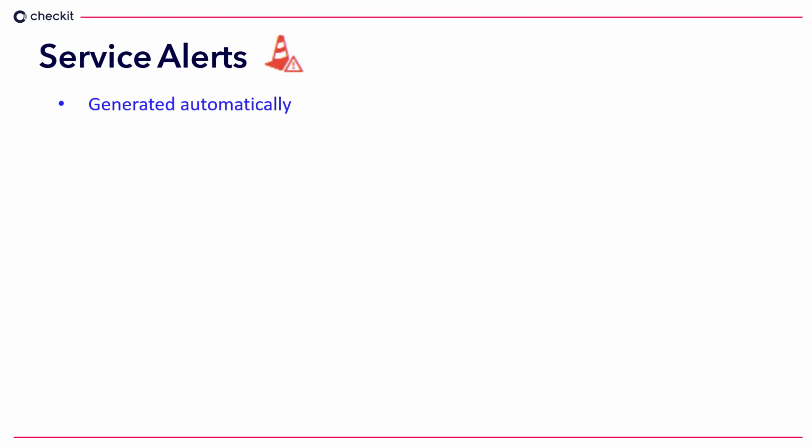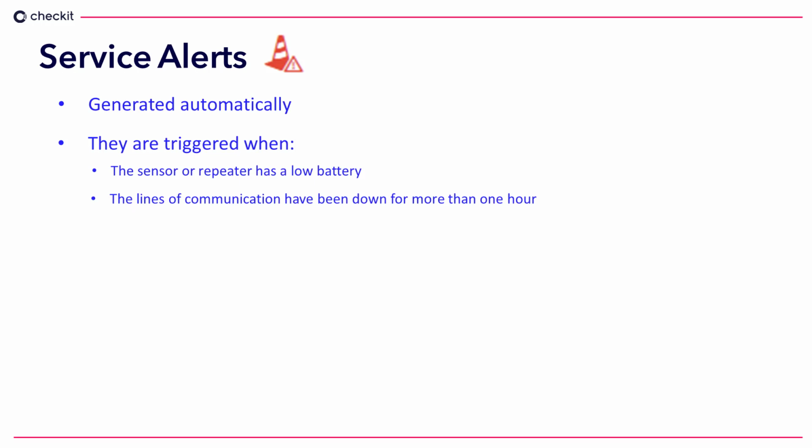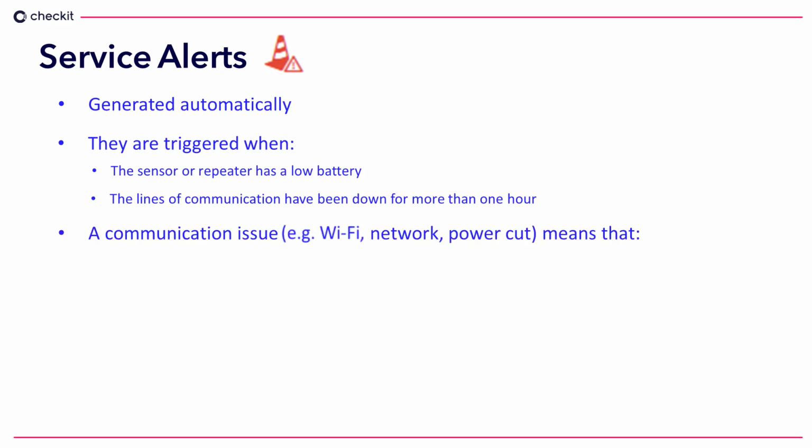Service alerts are generated automatically and are triggered when the sensors or repeaters have a low battery or if the lines of communication have been down for more than an hour. A communication issue could be that the Wi-Fi has gone down, there may be a problem with the network, or there may have been a power cut. What this means is that the sensors or repeater can't send data to the hub, or the hub may not be able to send its data to the control center.